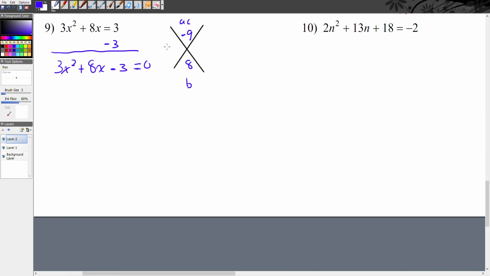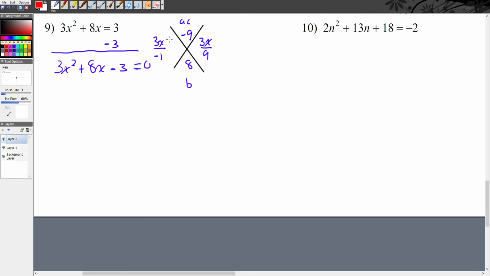Down here I'm going to put my b value, which is 8. And then over here I'm going to put 3x and 3x as the numerators of my fractions. So what are two numbers that multiply together to make negative 9, and when you add them you get positive 8? So that would be 9 times 1 is 9, and 9 minus 1 is 8. And since my b value is positive, that means my bigger number is going to be positive. So there's going to be a negative 1 here and a positive 9 here, because negative 1 times 9 is negative 9, and negative 1 plus 9 is 8.